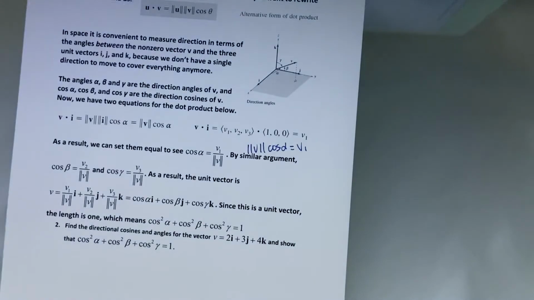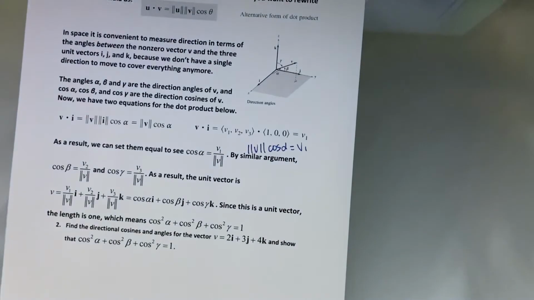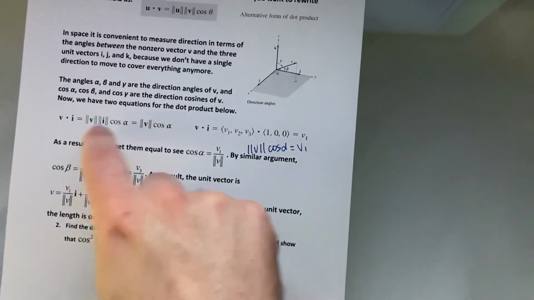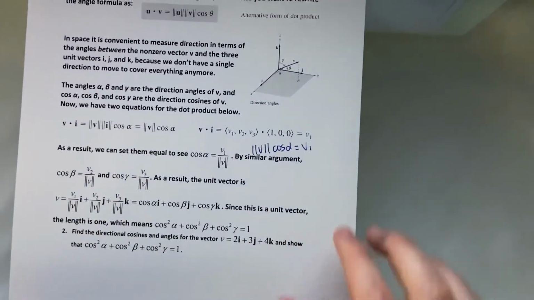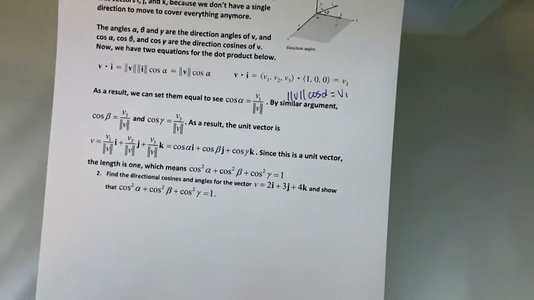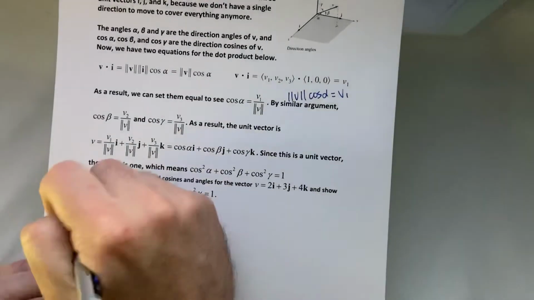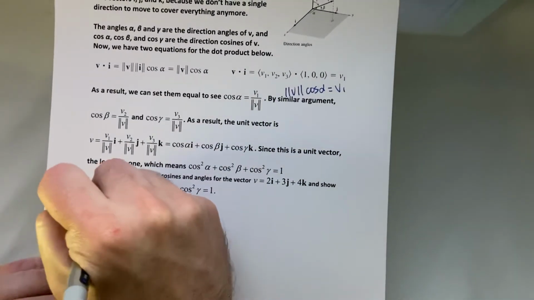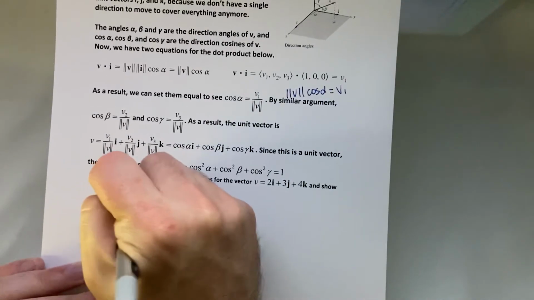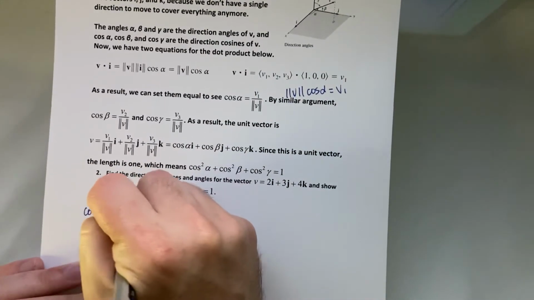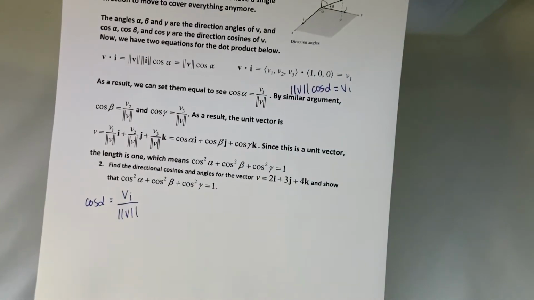Now find the directional cosine angles for the vector 2i plus 3j plus 4k. So there's an easier way to do this. We don't want to have to break this down every time up here. We want to use what we know. We know that cosine alpha is equal to our initial vector component divided by the length of v. I would rather use that.